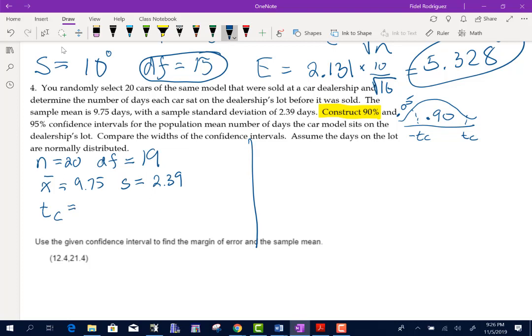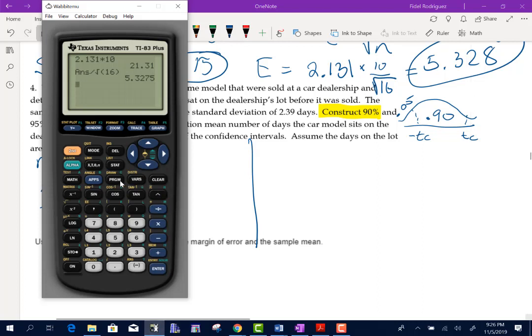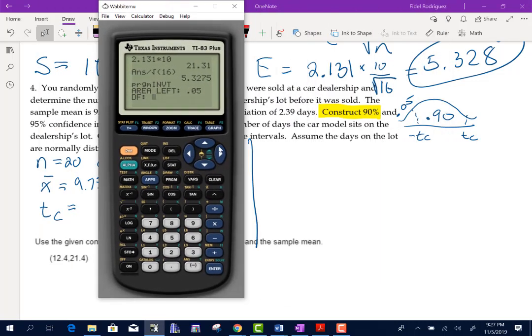Remember, on your calculator, I'm going to get to my inverse T. So you're going to go second, norm, inverse T. What did we say the area to the left was? 0.05, right? That's the first number you're going to type in. On some of your calculators it's going to open up parentheses, 0.05, and then you have to hit a comma. What was our degrees of freedom in this case? 19. Enter that in, and we're going to find our TC.